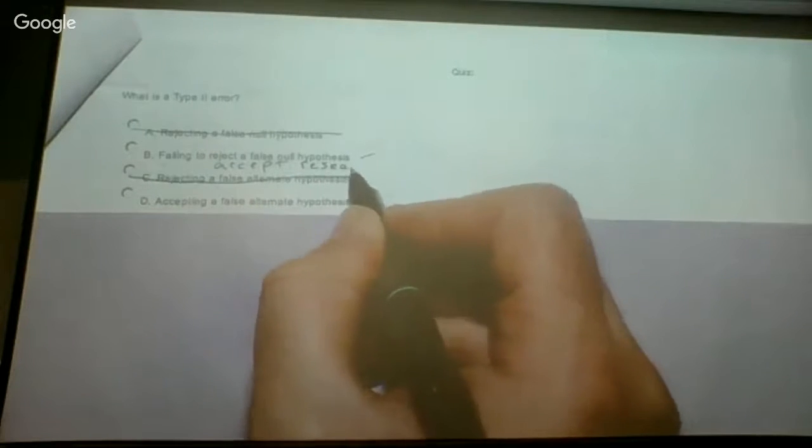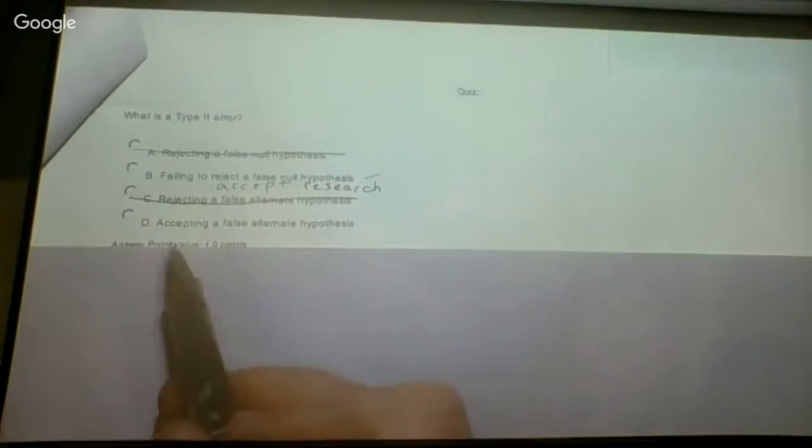B, failing to reject a false null. So a false null suggests that you should be accepting the research, and failing to accept the research hypothesis, that seems reasonable. Accepting a false alternate, yeah, that's the same as accepting a true null. Yeah, not exactly the same. The false alternate. Would that be type 1? This would be type 1. Because if the null is true, yeah, you missed it.